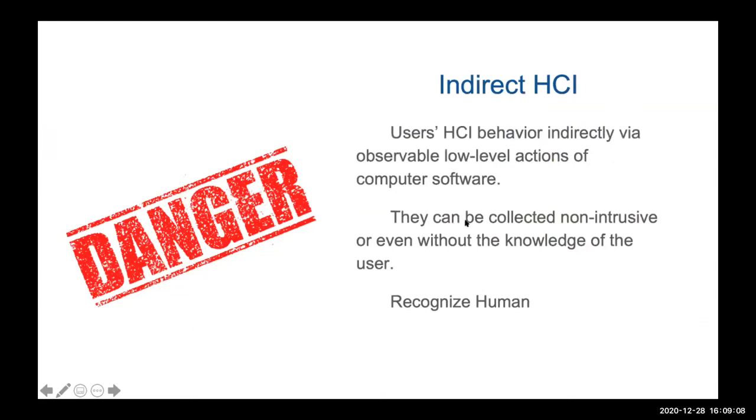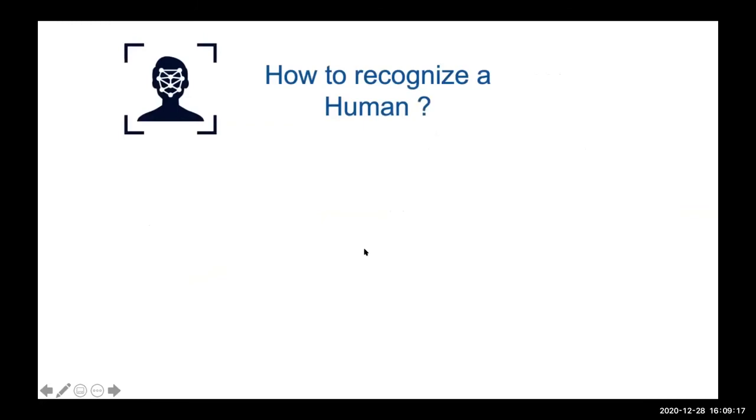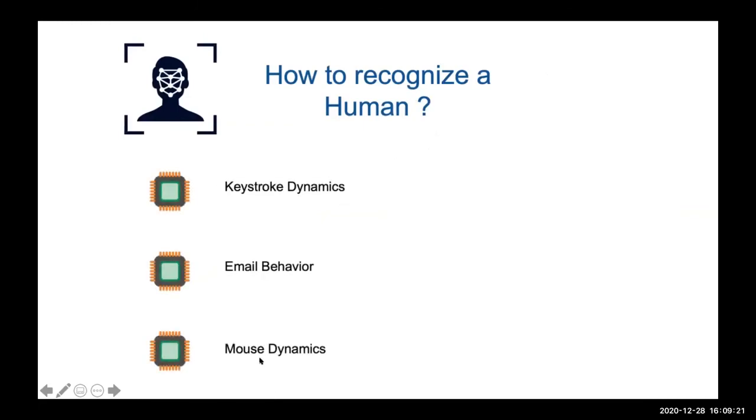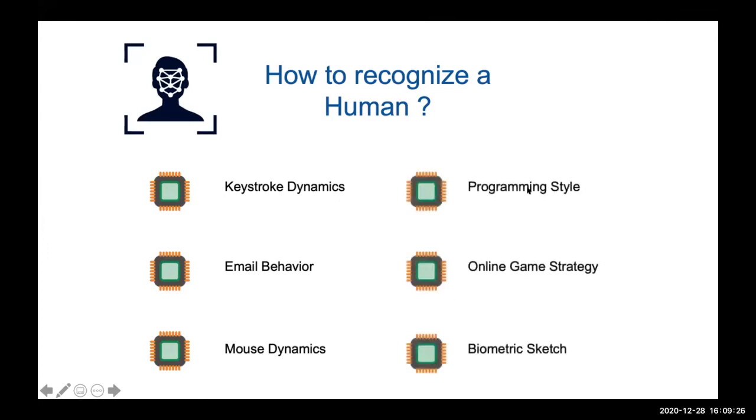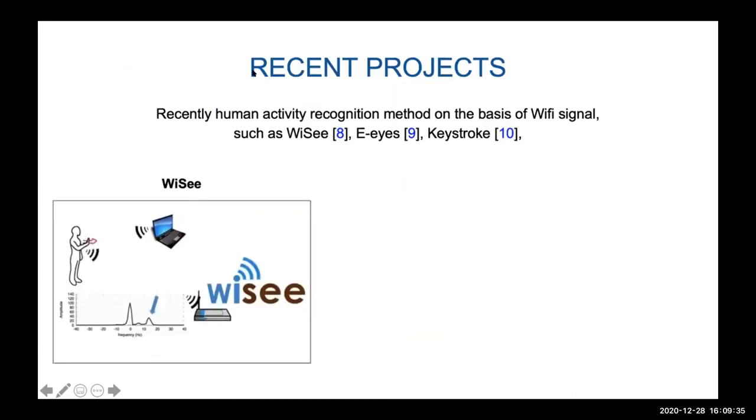This is a little bit dangerous because this information can be gathered without your knowledge. The ultimate goal is recognizing humans. So how do we recognize a human? I will explain keystroke dynamics and mouse dynamics a little bit, and I am putting some funny thoughts here. If you are interested, you can search on them. You can recognize a human by his or her online game strategy or programming style. You can see the last decade's research here.